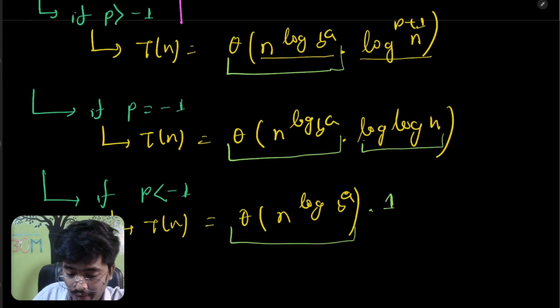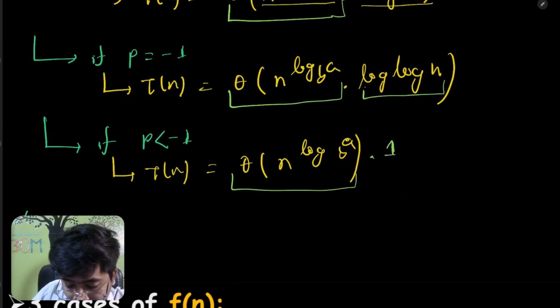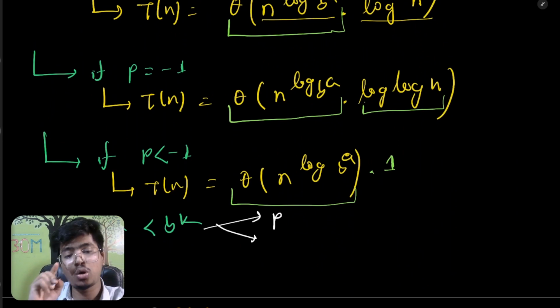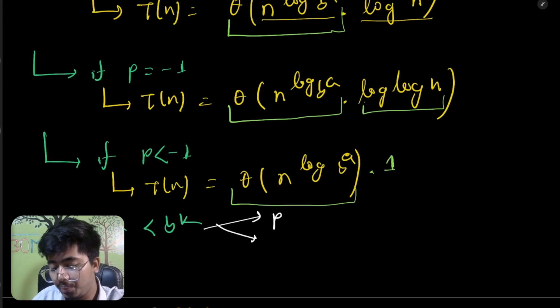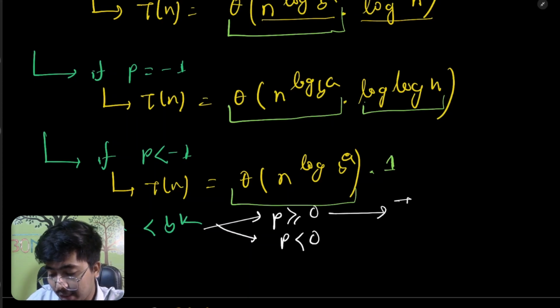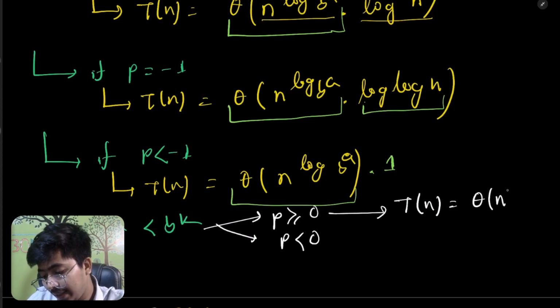Now considering case 3, that is a less than b to the power k. When a is less than b to the power k, we again consider the cases of p, but not with respect to -1 but with respect to 0. So we will be checking one condition when p is greater than or equal to 0, and another when p is less than 0. If p is greater than or equal to 0, then the exact time complexity will be theta of n to the power k log n to the power p.